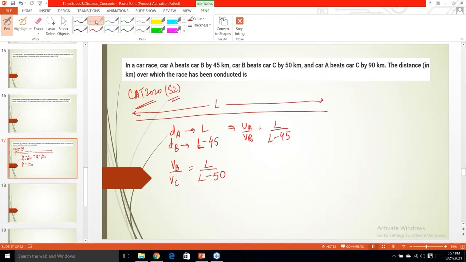Right? This is my first condition which is given. This is my second condition which is given. There is another condition which says that A beats C by 90, right? So if A is beating C by 90, then obviously VA by VC is also L upon L minus 90, right? Now you know three things. So VA by VC is known, right?